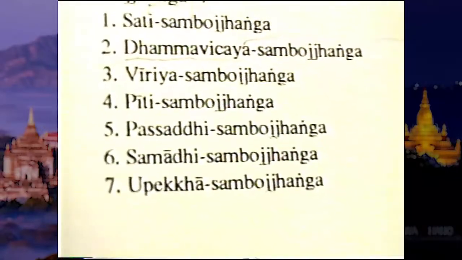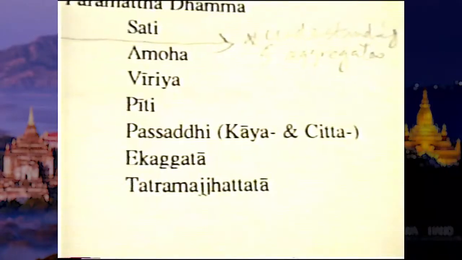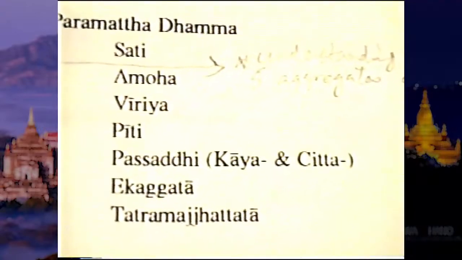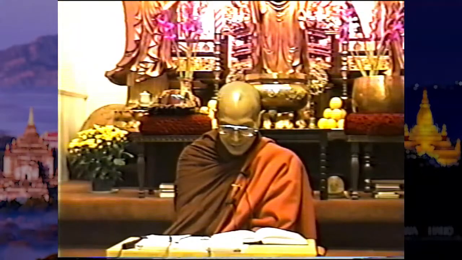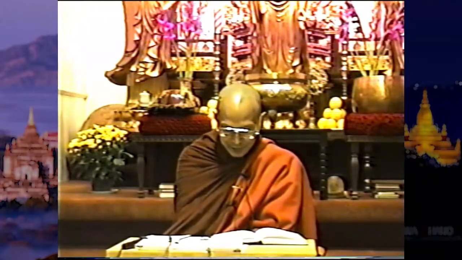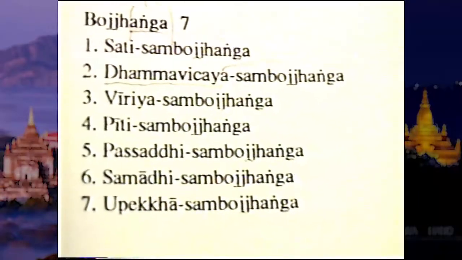And then Passaddhi Sambojjhanga. So there are 2 kinds of Passaddhi, Kaya Passaddhi and Citta Passaddhi. Tranquility of both consciousness and of mental factors. Now Kaya Passaddhi means tranquility of what? Tranquility of Cetasikas. Citta Passaddhi means tranquility of Citta. So this tranquility also is Sambojjhanga when it arises to a person who is practicing Vipassana meditation. Okay. Now, Samadhi Sambojjhanga.